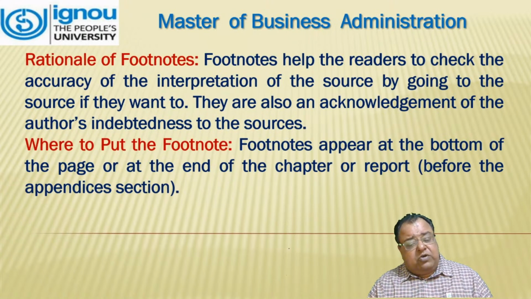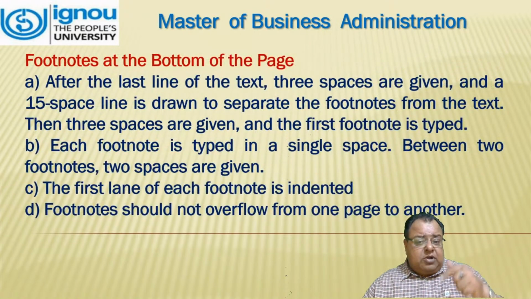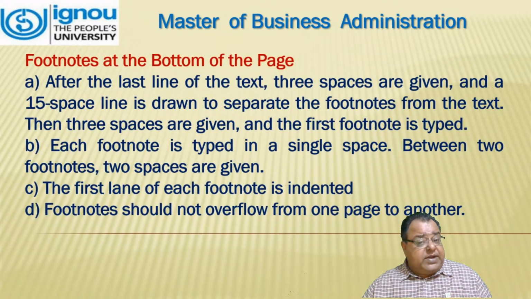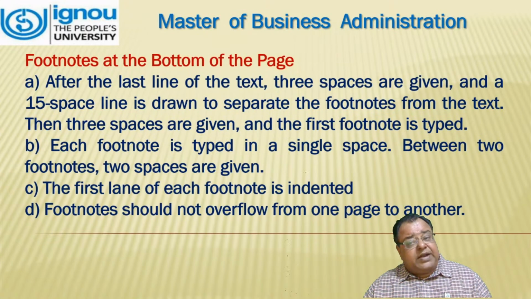Where to put footnotes? A footnote appears at the bottom of the page or at the end of the chapter or report, before the appendices section. Footnotes at the bottom of the page. After the last line of the text, three spaces are given and a 15-space line is drawn to separate the footnote from the text. After three spaces, the first footnote is typed.